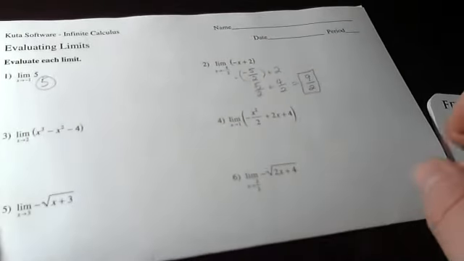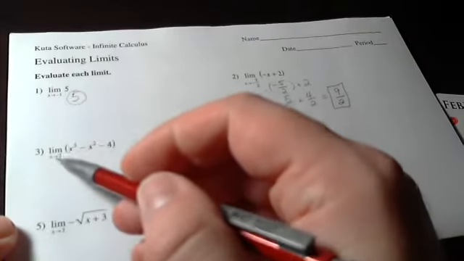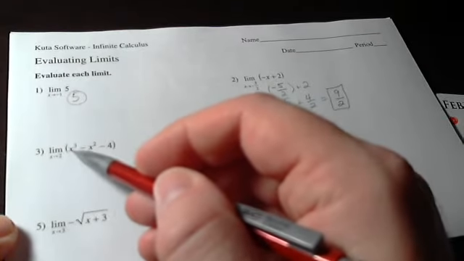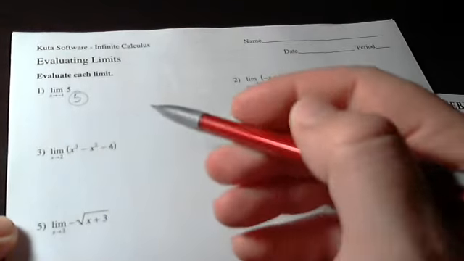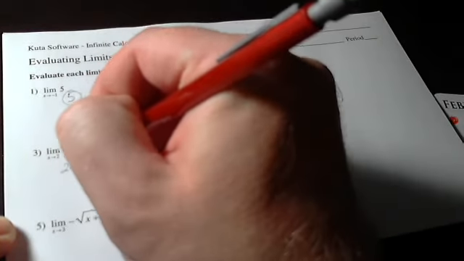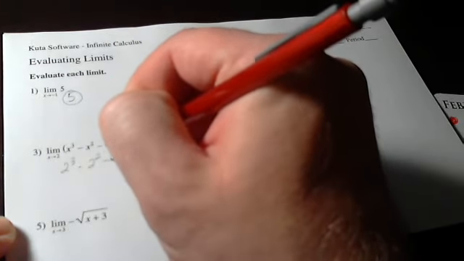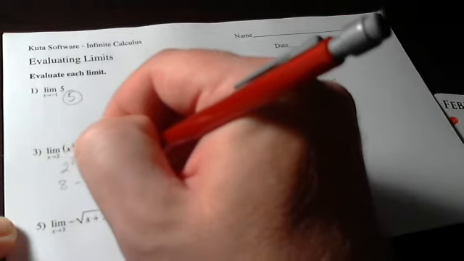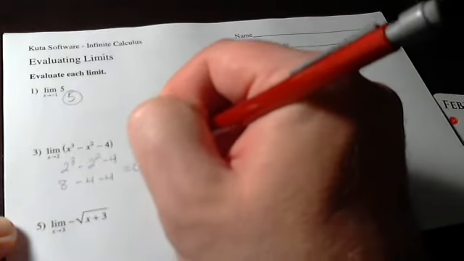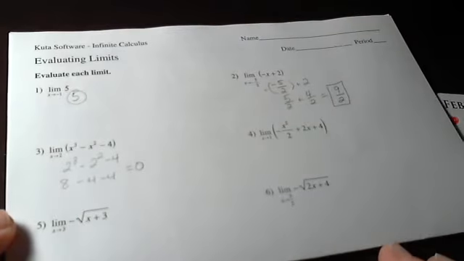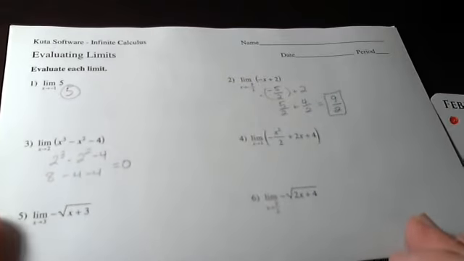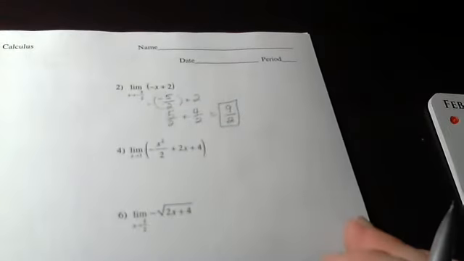Number 3. Limit as x approaches 2 of x to the third minus x squared minus 4. We're just going to plug in 2 to the third minus 2 squared minus 4. This is 8 minus 4 minus 4. The limit at that point would be 0. Okay, number 4.